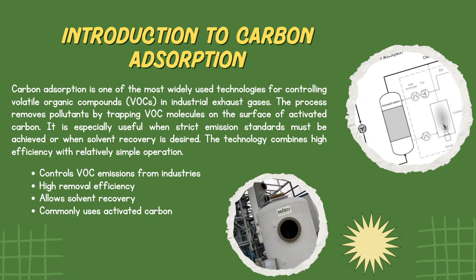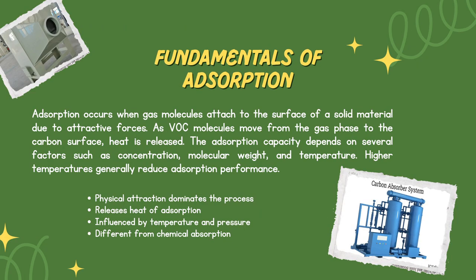For the introduction to carbon adsorption, carbon adsorption is one of the most widely used technologies for controlling volatile organic compounds in industrial exhaust gas. The process removes pollutants by trapping the VOC molecules on the surface of activated carbon. It is especially useful when strict emission standards must be achieved or solvent recovery is desired. The technology combines high efficiency with relatively simple operation. So, carbon adsorption can control VOC emission from industry, with high removal efficiency and solvent recovery, and it commonly uses activated carbon.